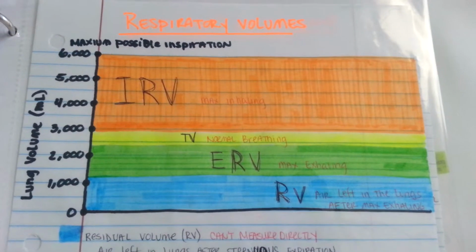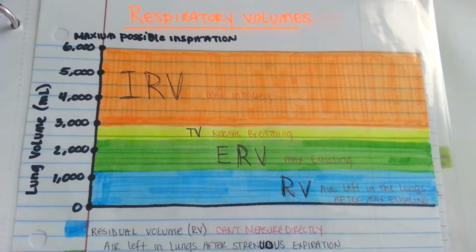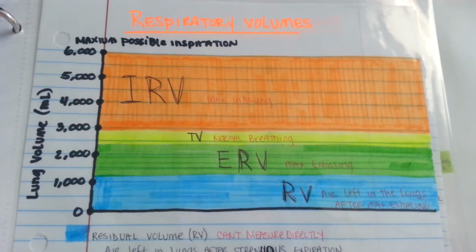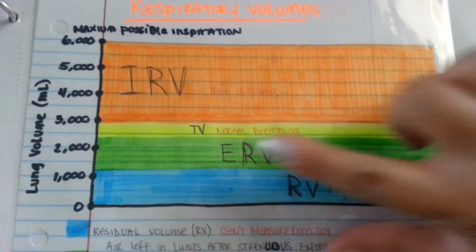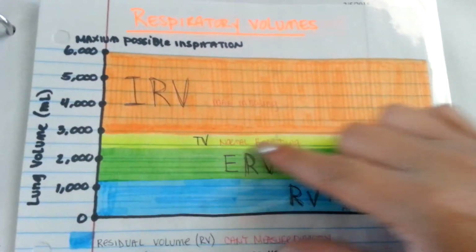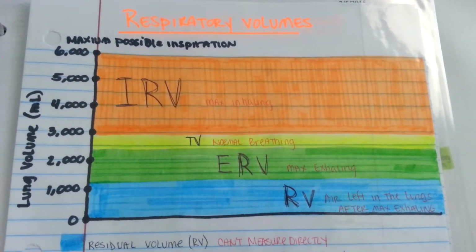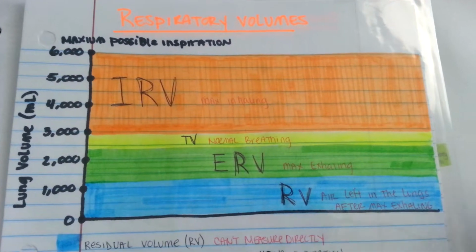This is how I study respiratory volumes. This is basically the volume of the lungs, okay? And over here we have 6,000 ml lung volume. Now this is a typical male, okay? I shouldn't say typical male, but 6,000 ml is usually a male.